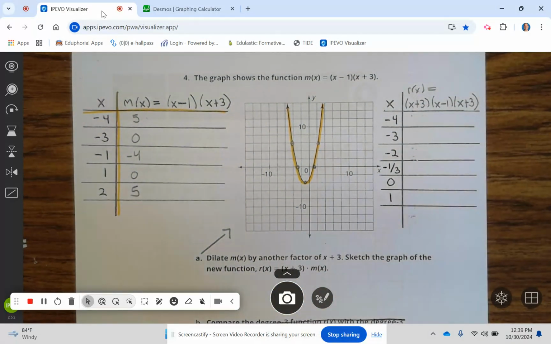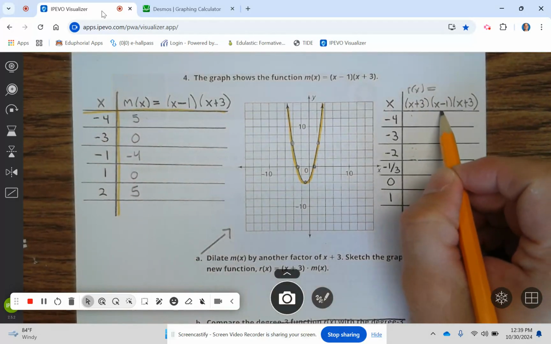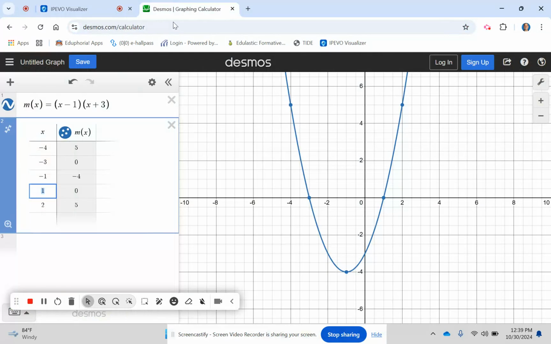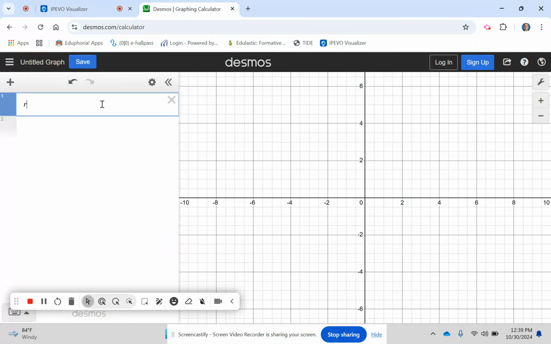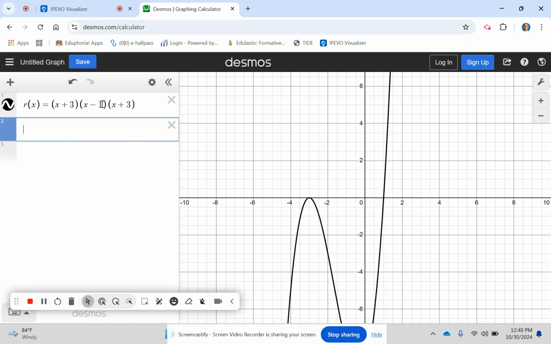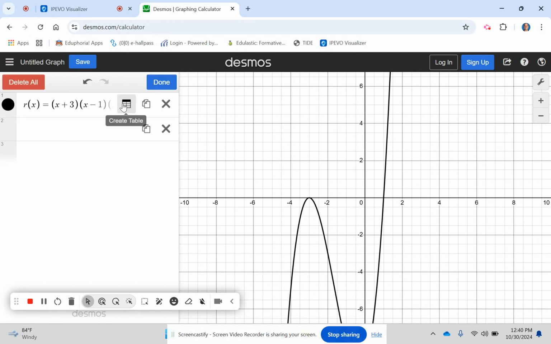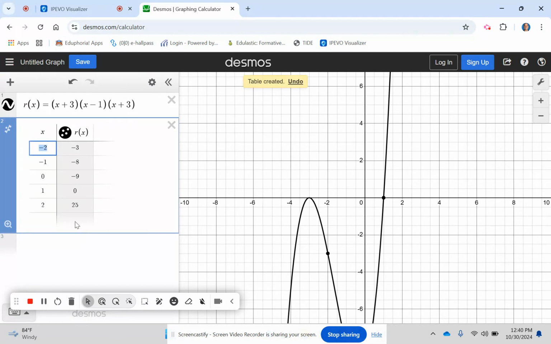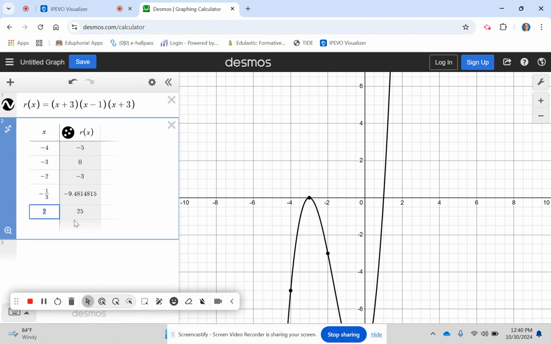All right, now let's graph r of x equals x plus 3 times x minus 1 times x plus 3. X out of here. So r of x equals x plus 3, x minus 1, x plus 3. And then we need to get the table. And so r's are -4, -3, -2, -1 divided by 3, 0, 1. Let's go ahead and write those values now.